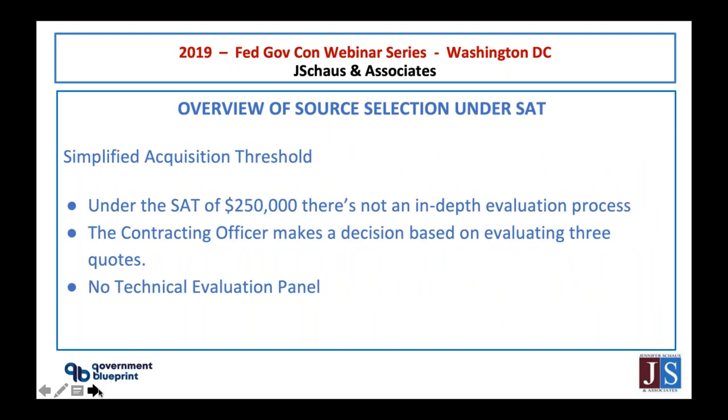So how does the government do the source selection? We'll take you through the process. If under the SAT, which is the Simplified Acquisition Threshold, and you'll find more information about it in FAR Part 13, currently anything under $250,000, the government doesn't have to do an in-depth evaluation process. So there is no source selection process, and this includes no technical evaluation panel. The way this simplified acquisition process works is that the contracting officer or the contract specialist will make a decision based on evaluating three quotes. The decision is based more on best value or LPTA. I will discuss that more in a different slide. Next slide.